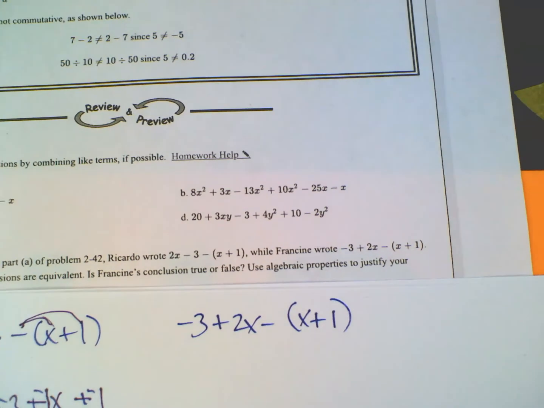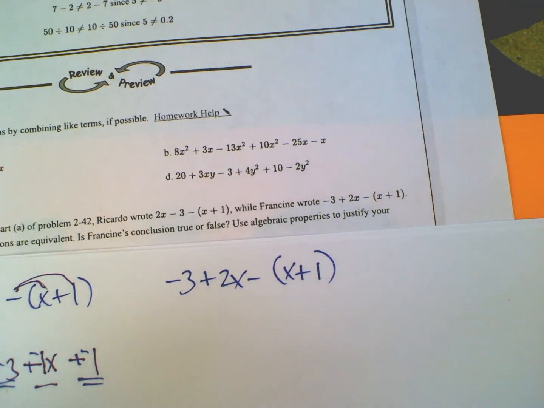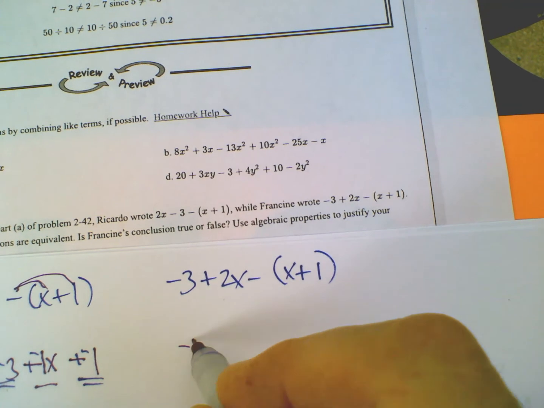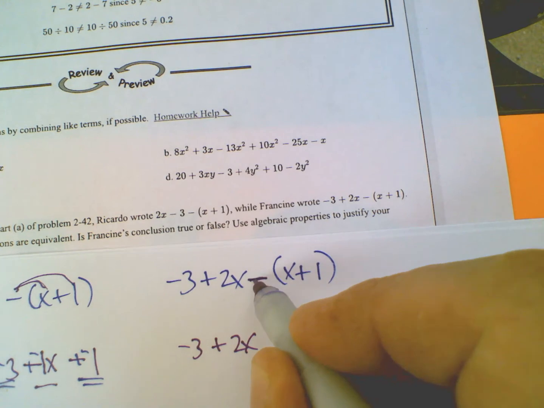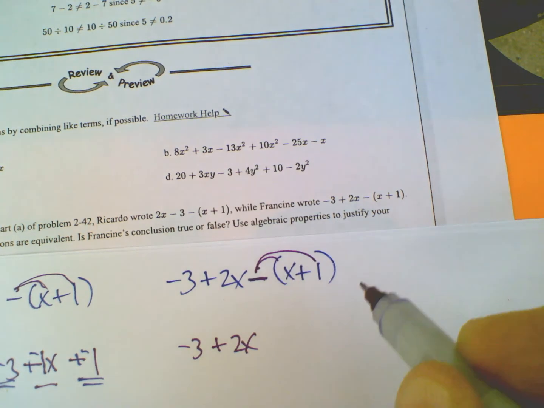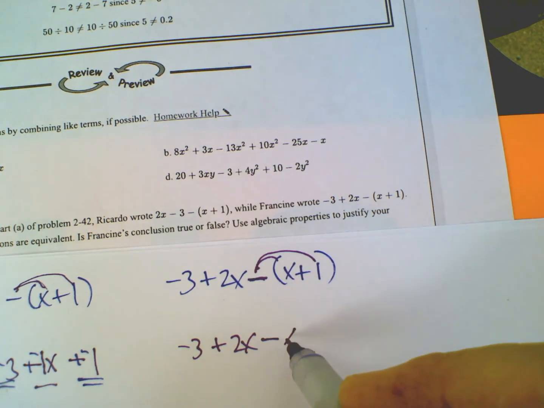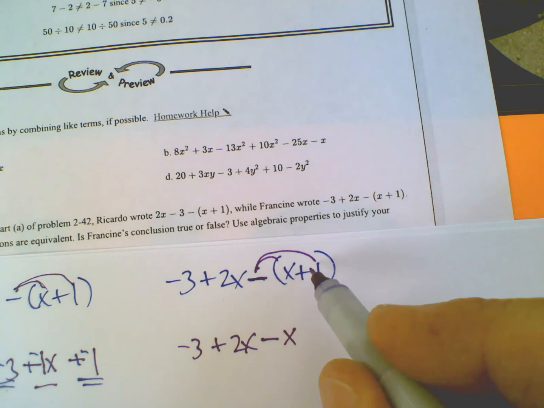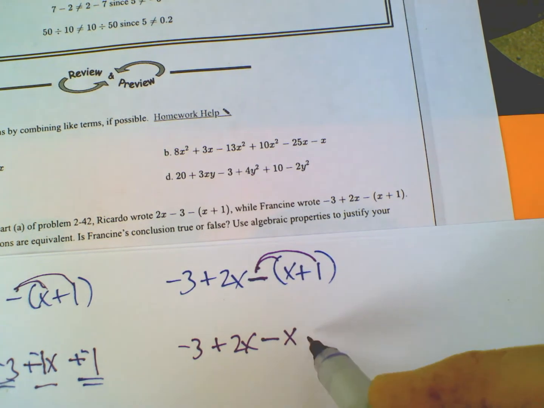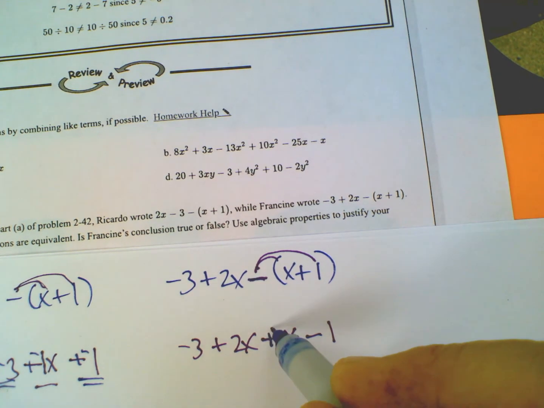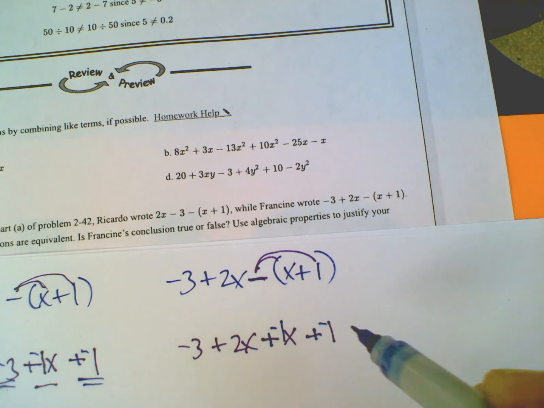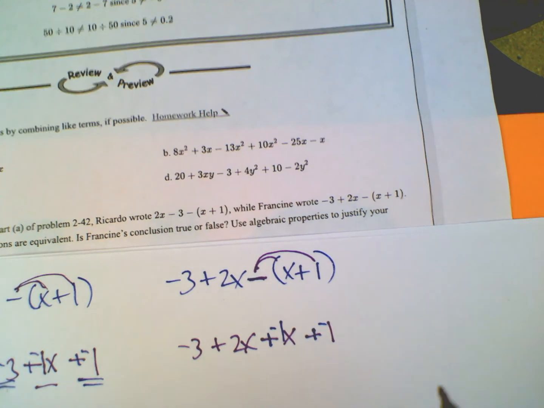Let's see if we get the same thing over here. I'm going to rewrite the first part, negative 3 plus 2x, and that minus sign distributes to each of those pieces. So it becomes minus x, and instead of plus 1, it's minus plus 1, which is a minus 1. Again, I could say this is plus a negative 1x and plus a negative 1. Combine like terms.